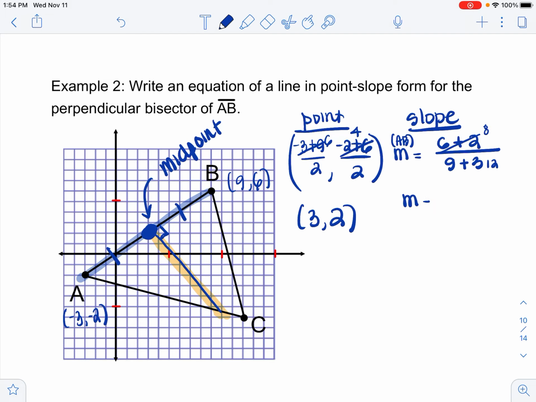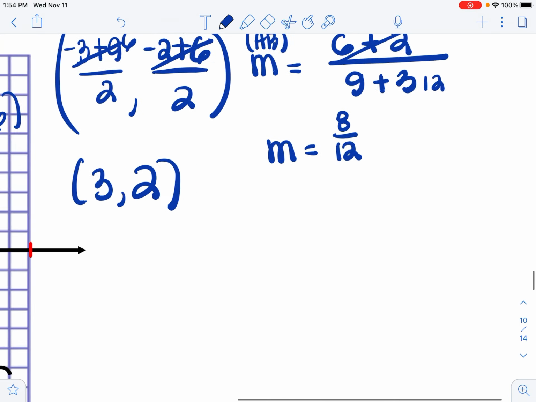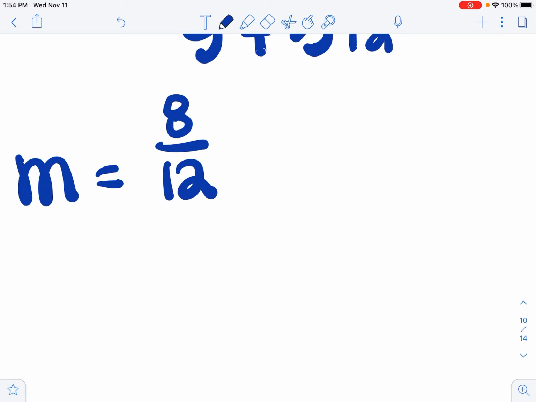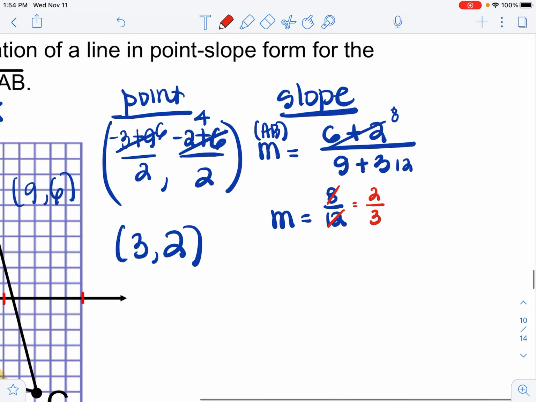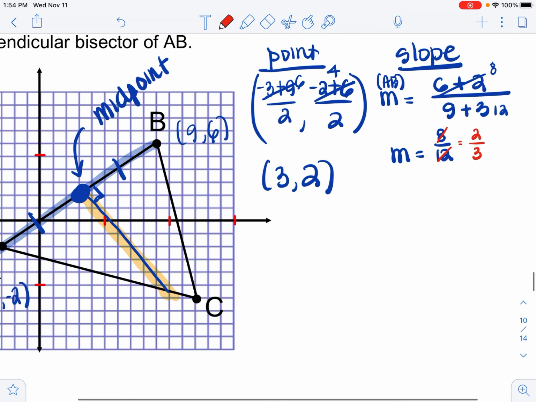So I have a slope of, and I'm not going to keep it as 8/12 because 8/12 is simplifiable. What's the biggest number that goes into 8 that also goes into 12? 4. 4 goes in there twice. 4 goes in there 3 times. So my slope is 2/3. But that's not the slope of my perpendicular bisector. That's the slope of AB. Perpendicular bisector is perpendicular to that. So negative, and then flip it, 3/2.